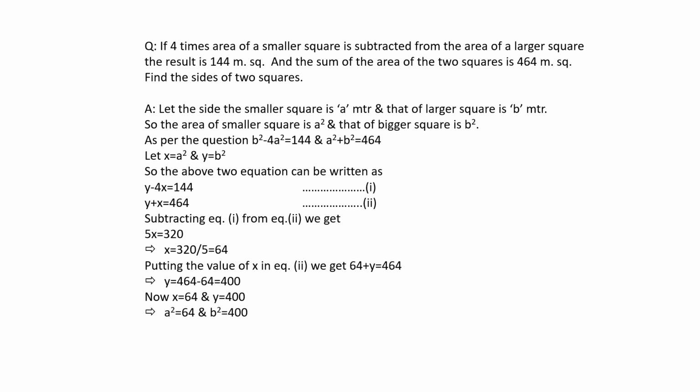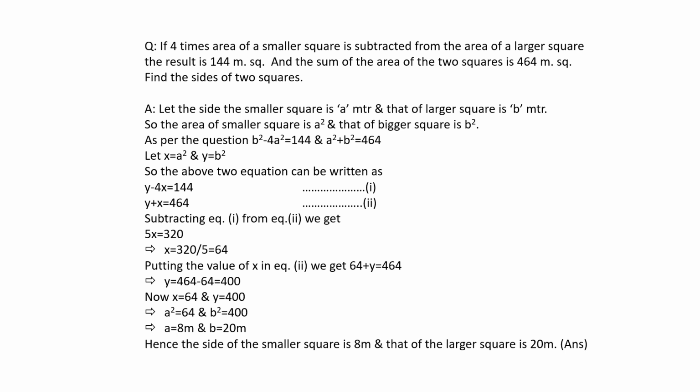That means a square equals 64 and b square equals 400. Taking the square root, we get a equals 8 meter and b equals 20 meter. Hence, the side of the smaller square is 8 meter and that of the larger square is 20 meter. That is the answer.